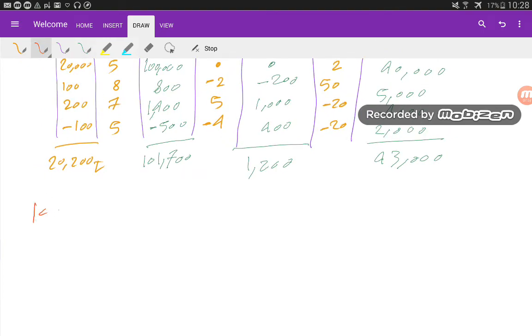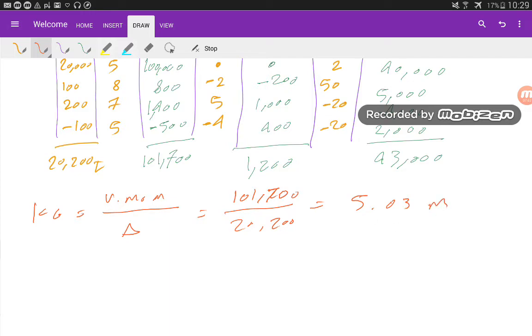Now we are going to calculate KG. It will be vertical moment over displacement, which is 101,700 over 20,200, which will be 5.03 meters, around that. So this is the height of the center of gravity.